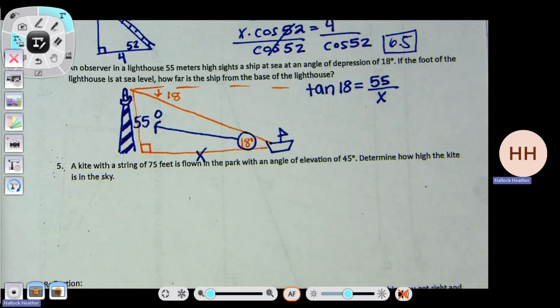Elevation goes up, so you're at the bottom and you're looking up in the air. The person's looking up. But it's still like your line of sight is this way and you're looking up at your kite, so it's inside the triangle.